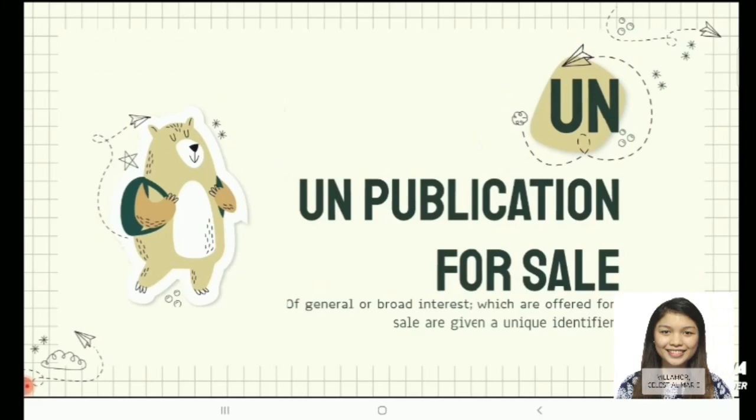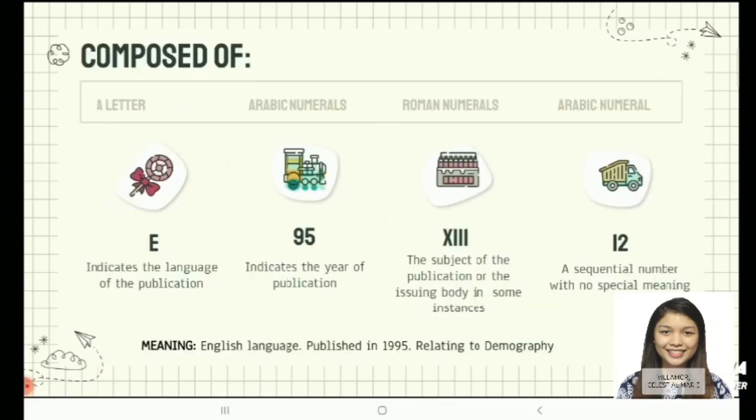Next is for UN publications for sale. Publications of general or broad interest, which are offered for sale, are also given unique symbols. It is usually composed of four parts. We have a letter, which indicates the language of the publication. You have Arabic numerals, which indicate the year of publication. We have Roman numerals, which indicate the subject of the publication or the issuing body in the instance, and an Arabic numeral, which is a sequential number with no special meaning.